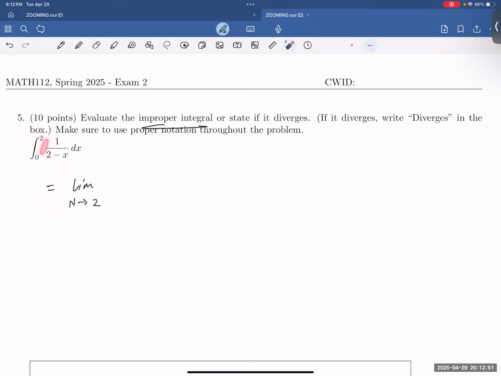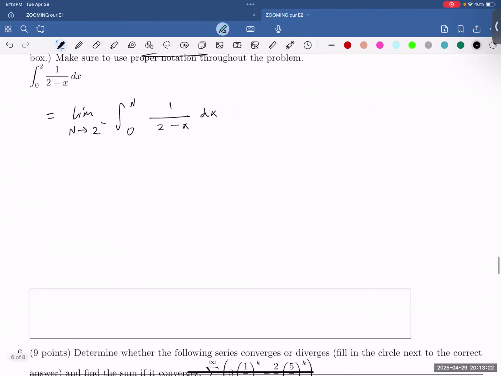And so the values in the interval are less than 2, like 0, a half, 1, 1.5. You're approaching 2 from below 2, so it's 2 from the left, with values smaller than 2. And then we're integrating 0 to n. You replace the problem issue with n, 1 over 2 minus x dx. Then you keep your limit until the very end.